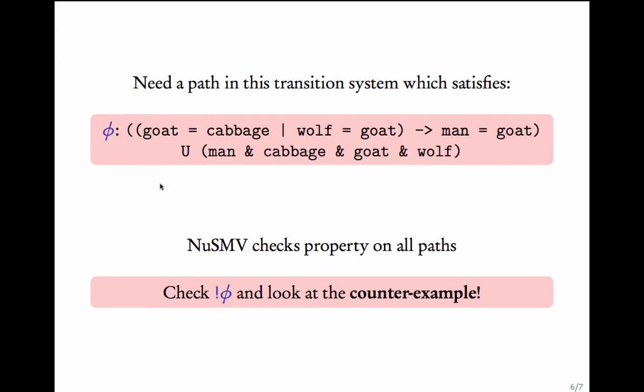Let me repeat. We want a path in the transition system satisfying this LTL formula. In order to do this, we will check for not of this and we will see a counter example to this formula not phi. And what will the counter example give us? It will give us a path which does not satisfy not phi. That means it satisfies phi. Okay, let me check this.